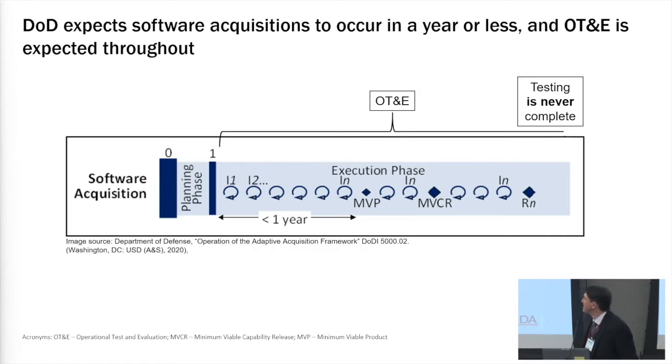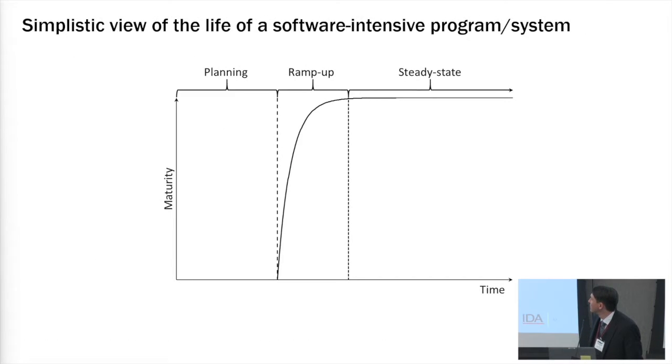Thanks. But I also think that this is a bit simplified. So you've got this tiny area here that says planning phase, and then you have this area here where everything's going rapid and fast and rapidly changing all the time. But if you look at what is maybe a very simplistic view of the maturity of a software-intensive program, it doesn't quite look like that.